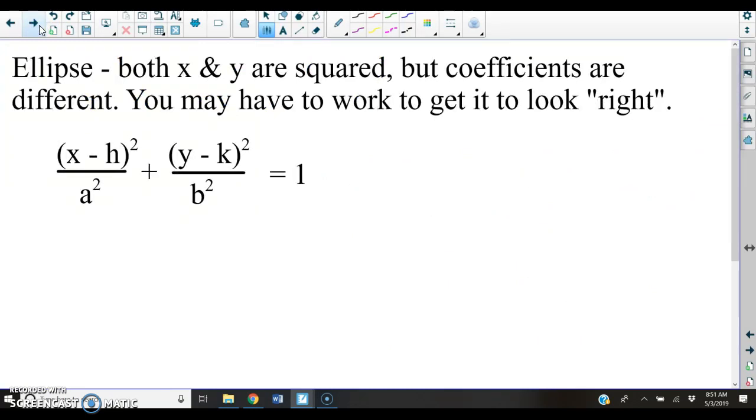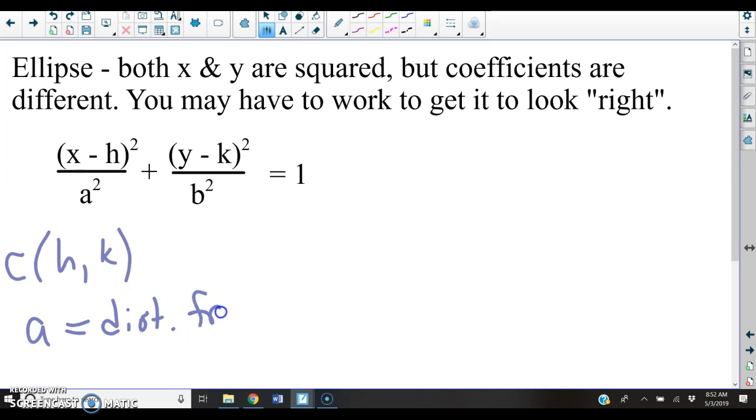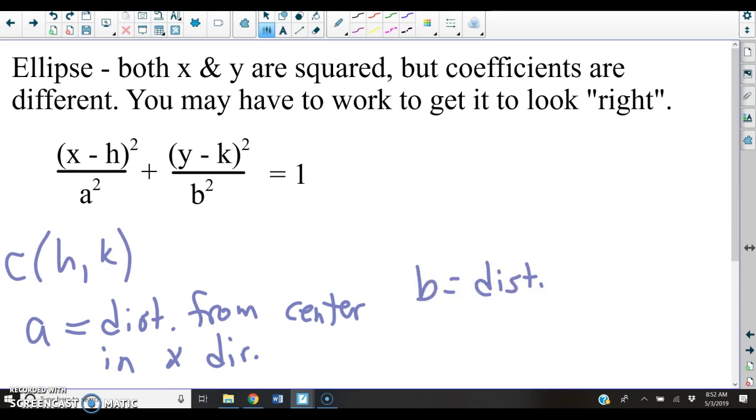Okay. In an ellipse, both x and y are squared, but the coefficients are different. And again, you may have to work to get it to look right. But remember that h, k is going to be your center. The way I do it, a is going to be the distance from the center in the x direction. And b is the distance from the center in the y direction.